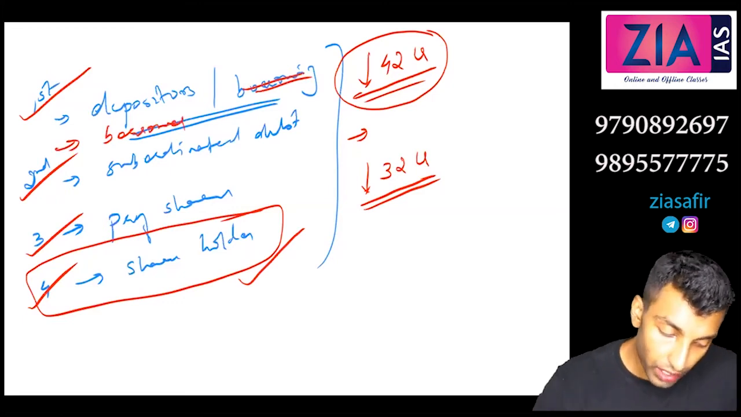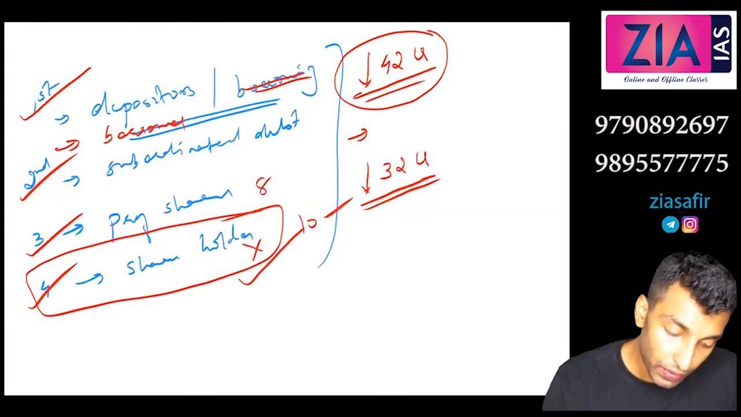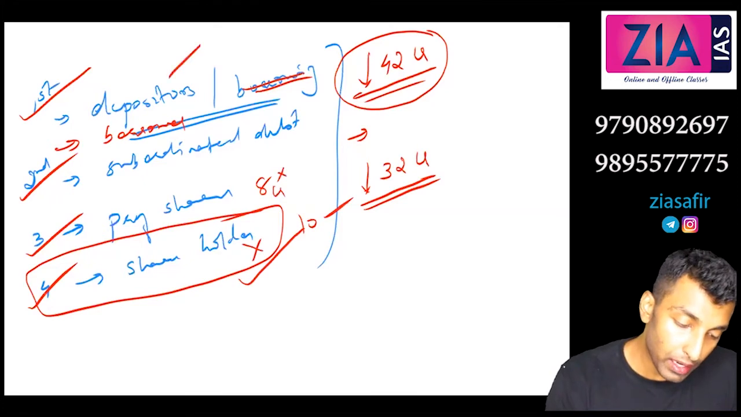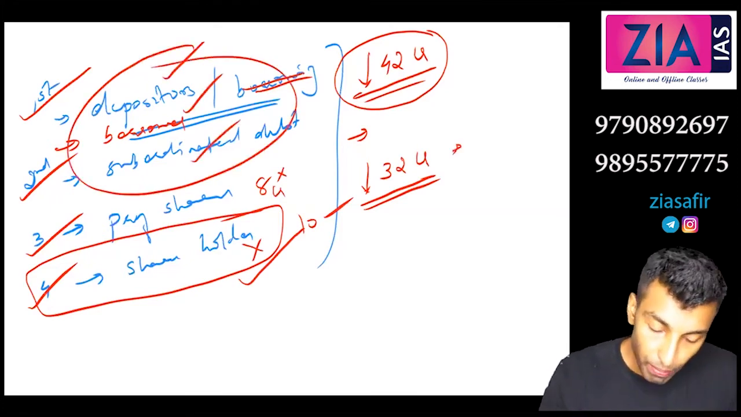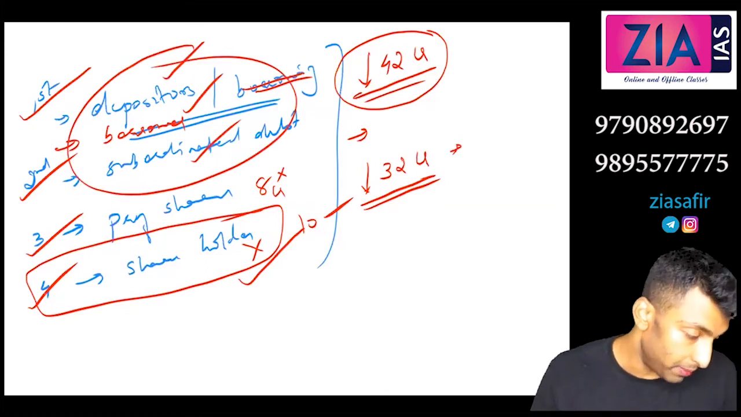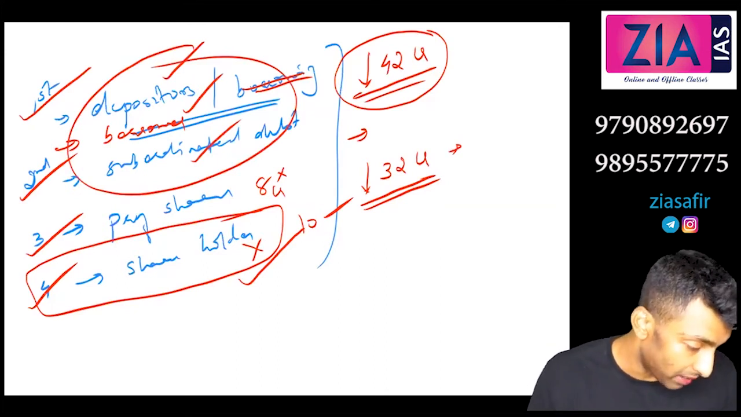Borrowers here. Shareholders will lose completely, the entire 10 crore they will lose, and preference shareholders will lose 8 crore, right? So these three groups are now safe, they will get their money. So in this context also, the bank won't go bankrupt, not much problem. Okay, the bank won't go bankrupt.